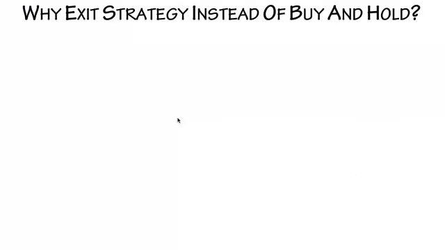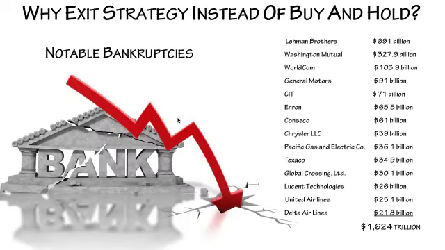So check this out. Why an exit strategy instead of buy and hold? Let's sell ourselves on this idea. First of all, this is a small list. We could add Circuit City to this. We talked about Blockbuster, but there's 1.6 trillion reasons why right there. Delta Airlines, United Airlines, a lot of them are still in business. General Motors, the stock goes to zero, and what do they do? They just do another IPO, make even more money, and have investors give them money again.